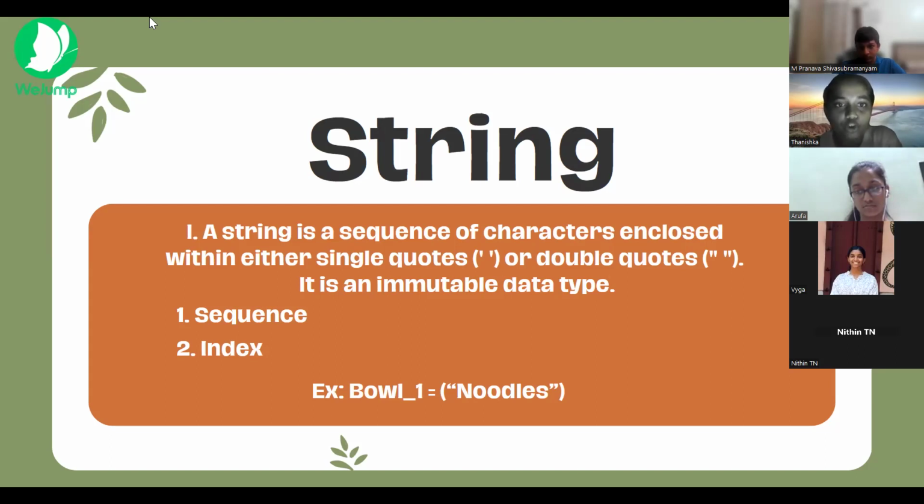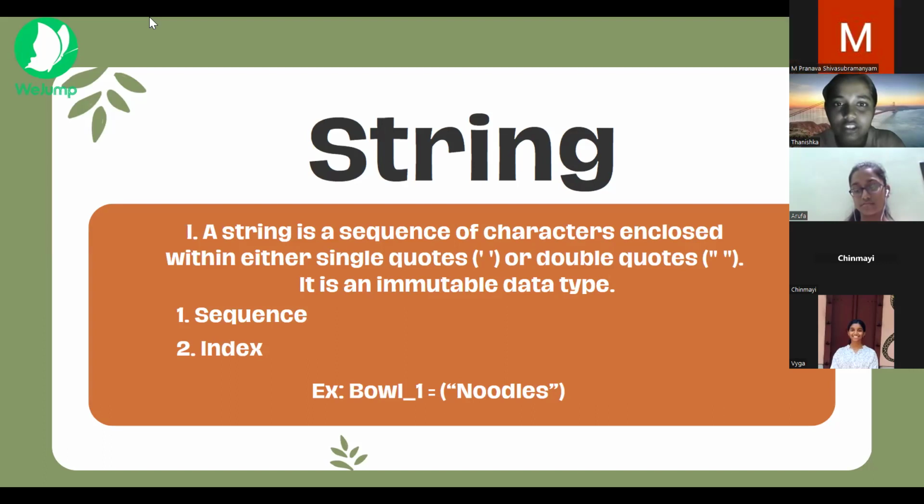And now if I want to access only G, then which index should I use? Anush, can you answer? If I want to access only G, or else, Chinmay, can you answer? In which bench is G there? It's 2. That's right. That's correct. Because the index starts from the left, I mean 0, and then 1, 2, and 3.